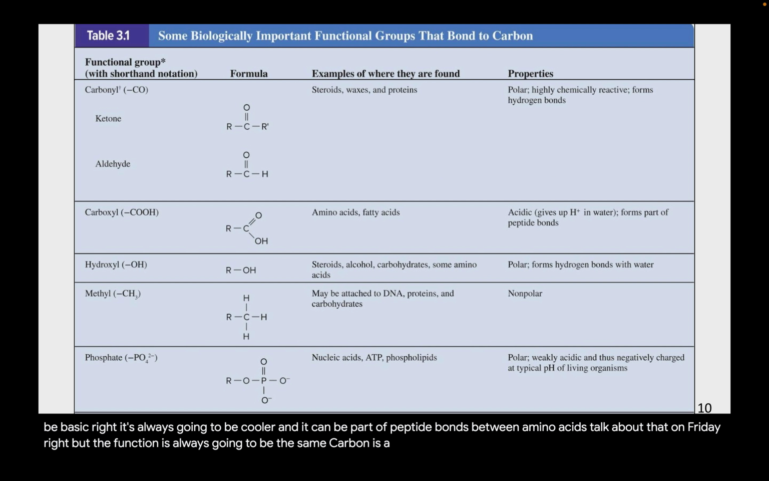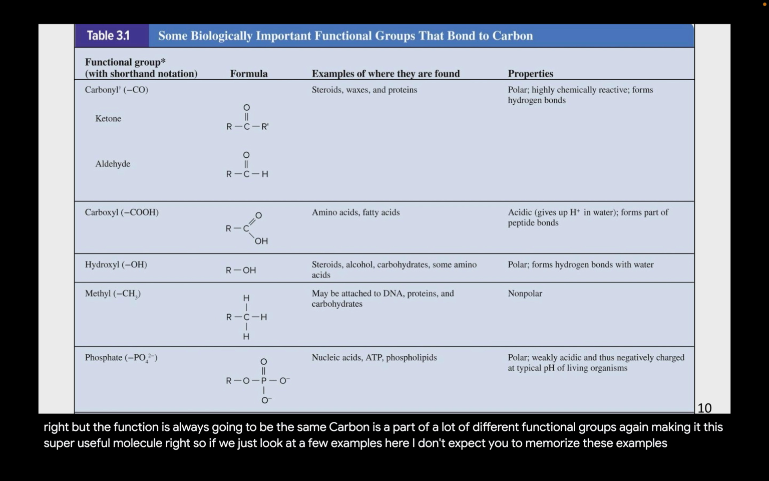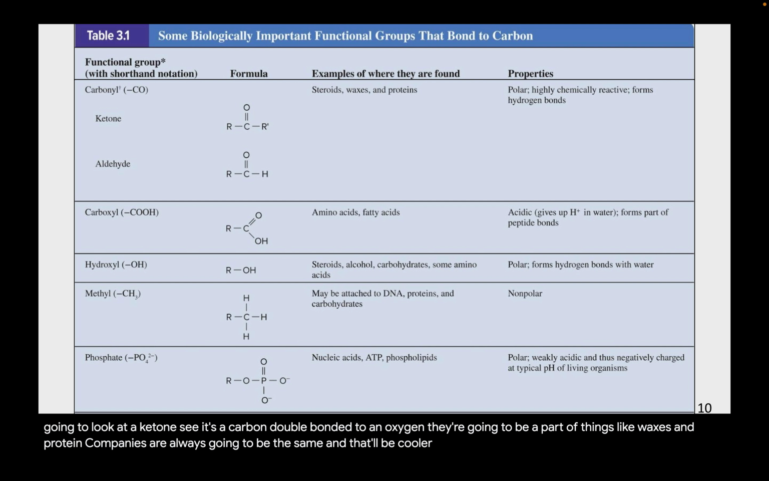Carbon is a part of a lot of different functional groups, again, making it this super useful molecule. So if we just look at a few examples here, I don't expect you to memorize these examples, but if we were to look at a ketone, we see it's a carbon double bonded to an oxygen. They're going to be a part of things like waxes and proteins and steroids. Their properties are always going to be the same in that it'll be polar and forms hydrogen bonds relatively easily. Same if we look at a methyl group here.